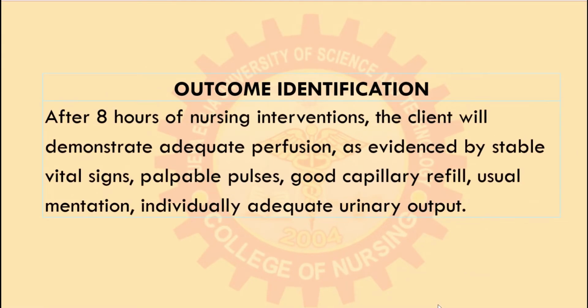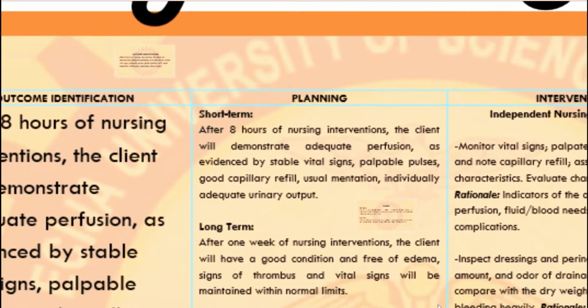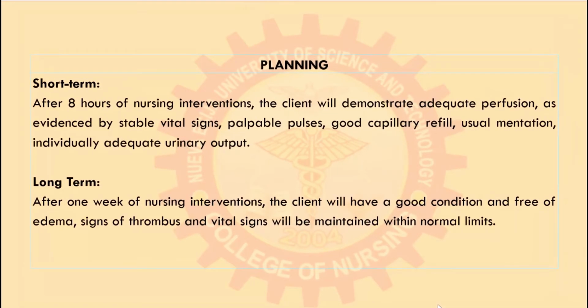For the outcome identification, after 8 hours of nursing interventions, the client will demonstrate adequate perfusion as evidenced by stable vital signs, palpable pulses, good capillary refill, usual mentation, and individually adequate urinary output. For planning, short term, after 8 hours of nursing interventions, the client will demonstrate adequate perfusion as evidenced by stable vital signs, palpable pulses, good capillary refill, usual mentation, and individually adequate urinary output.